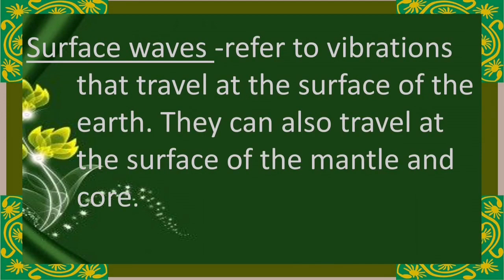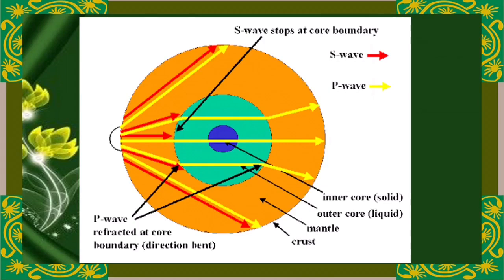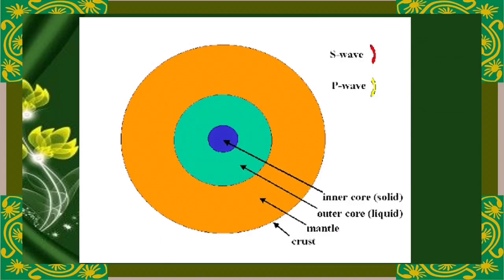Surface waves refer to vibrations that travel at the surface of the earth. They can also travel at the surface of the mantle and core. Inner core, outer core, mantle, and crust. Then you have the S waves, the red, and the P waves, the yellow. P waves pass through the center of the core.